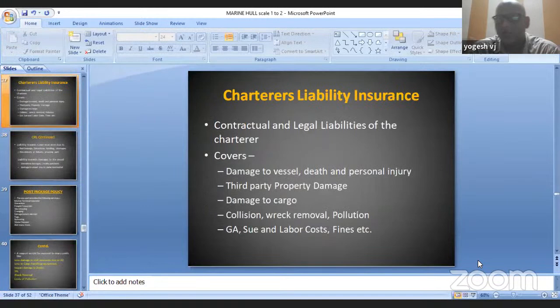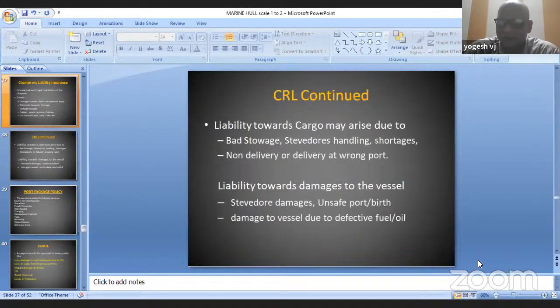Okay. Charterer's liability, we have discussed earlier. It is a contractual or a legal liability, basically, of the charterer towards the owner of the vessel. Any damage to the vessel, death, personal injury, covered. Third party property damage, covered. Damage to the cargo, covered. Collision, wreck removal, pollution, covered. General average, sue and labour are also covered.